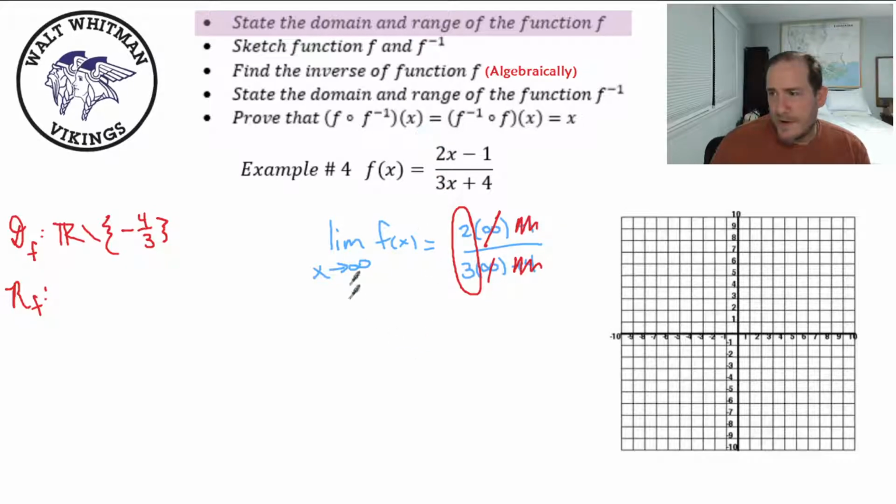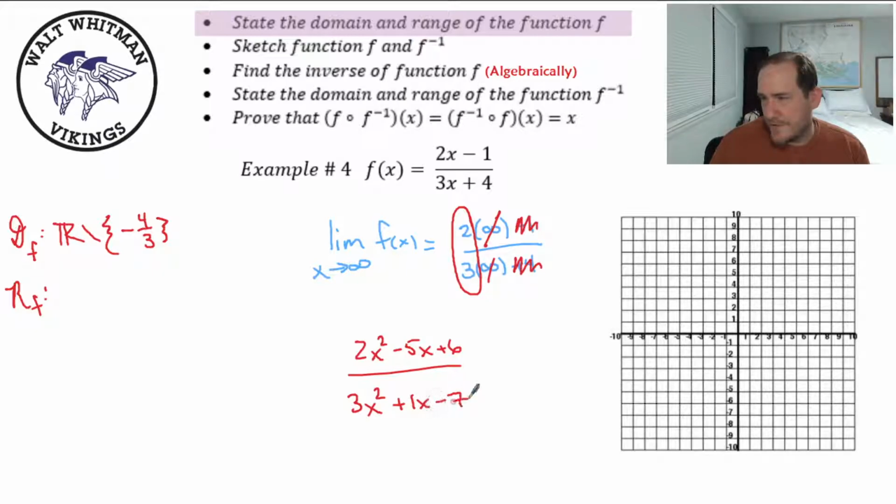And again, just to expound upon this, imagine if it was 2x squared minus 5x plus 6 all over 3x squared plus 1x minus 7. Imagine still letting this all go to infinity. You'd have infinity, infinity, infinity, infinity. Even when you have other infinity terms, infinity squared so grossly overpowers even the 5 infinity that you can kind of let them cancel too.